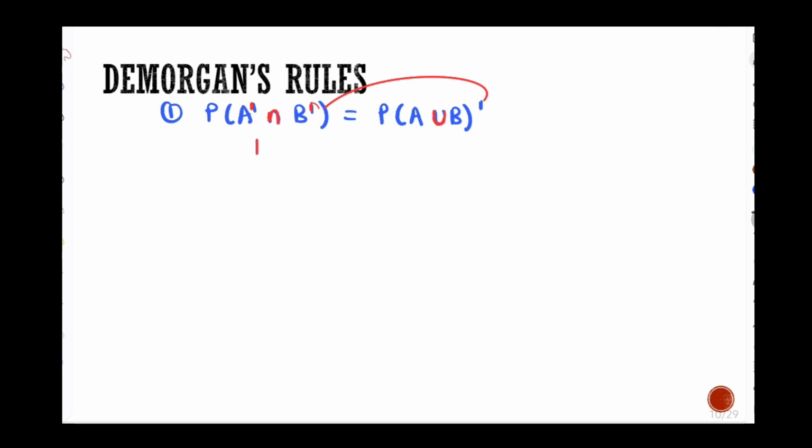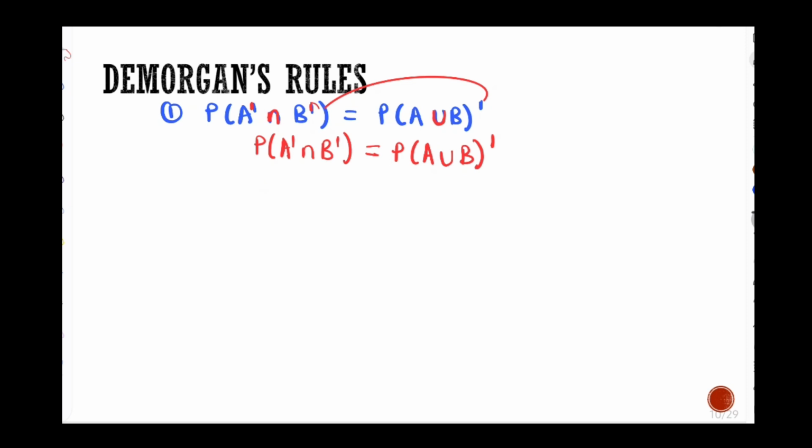What am I saying? Probability of A complement intersection B complement, if I take that complement outside of those brackets, I'll have probability of A, so that it would have been intersection, but since I've taken the complement outside, this intersection will change to union, then B complement. So that is very important and we must put it into our minds.